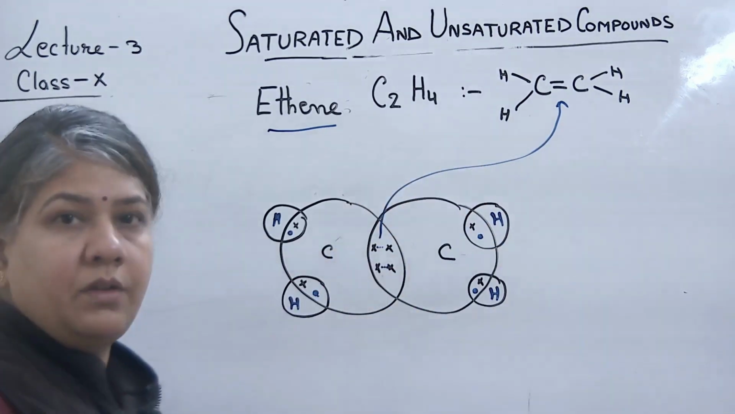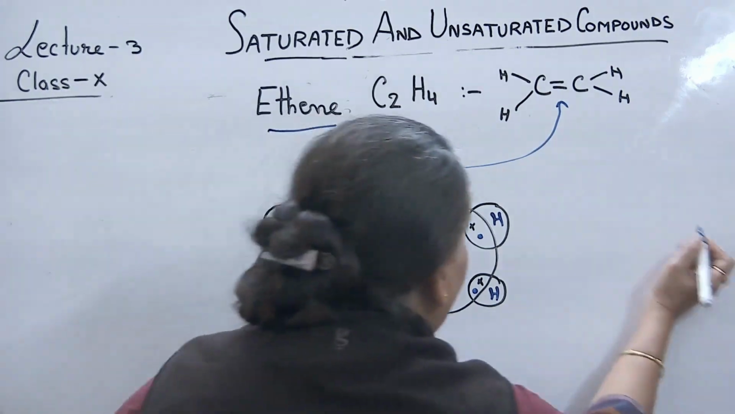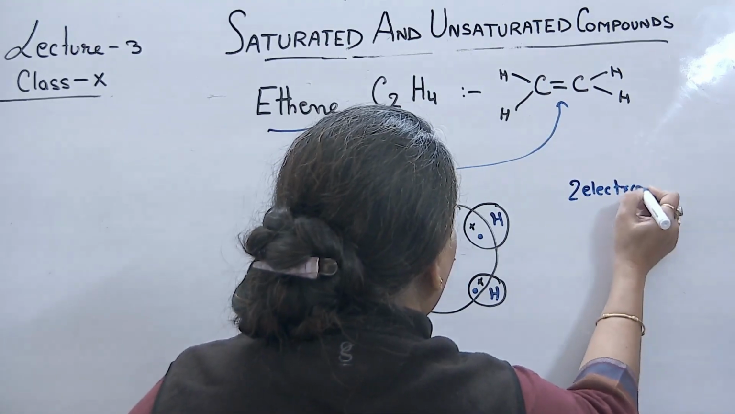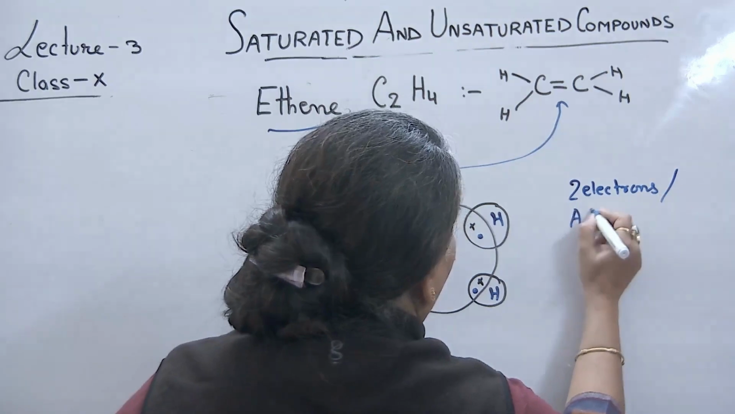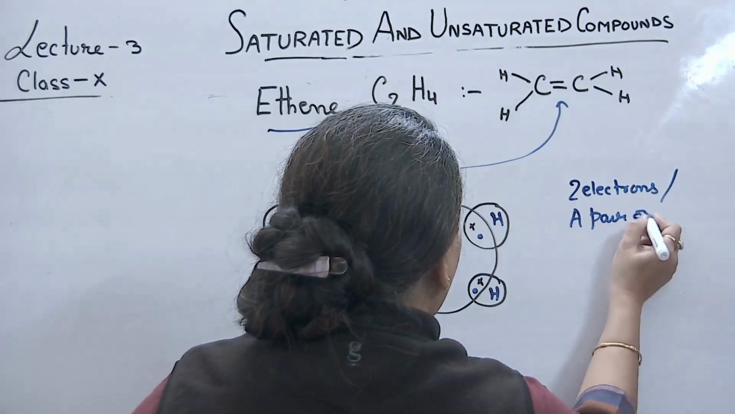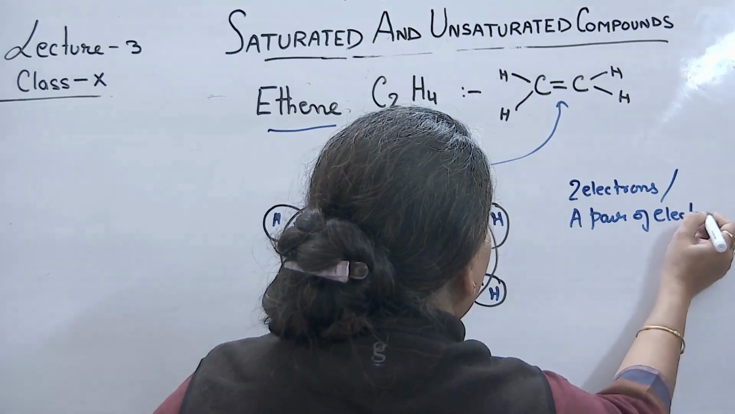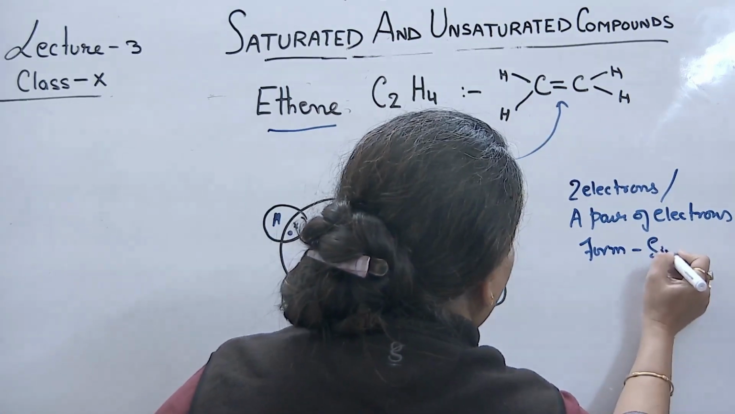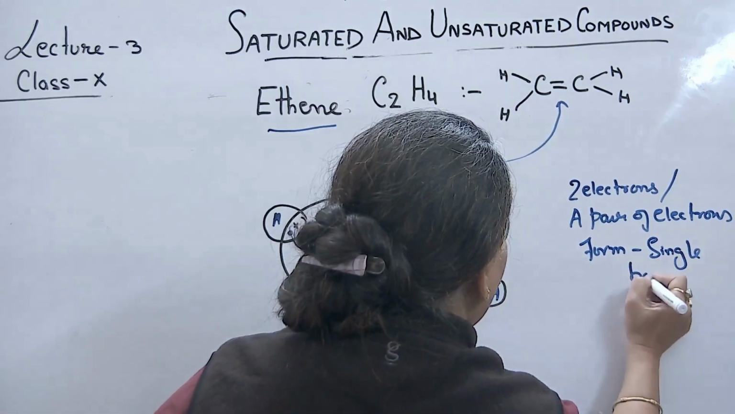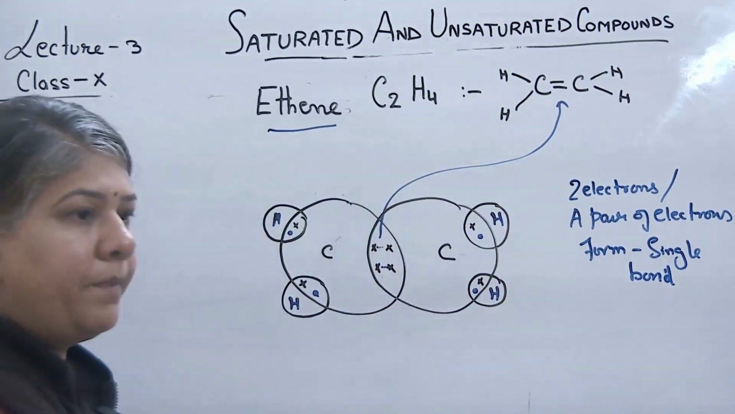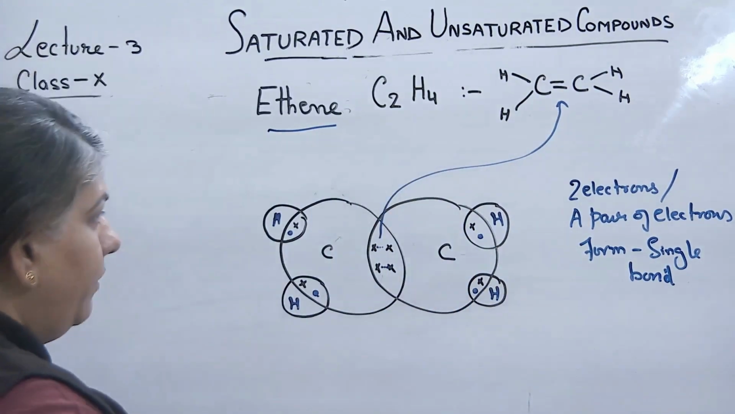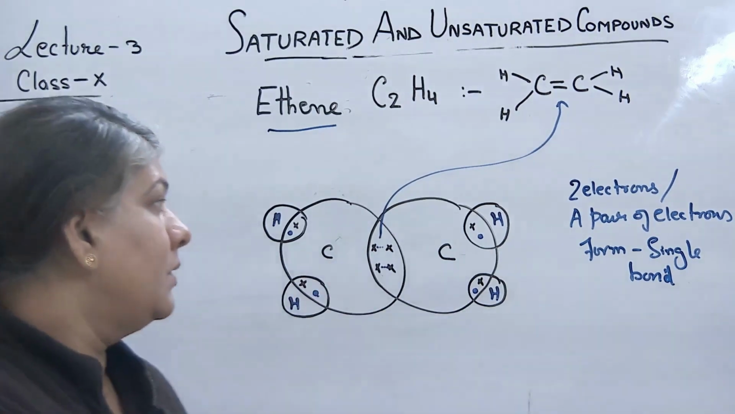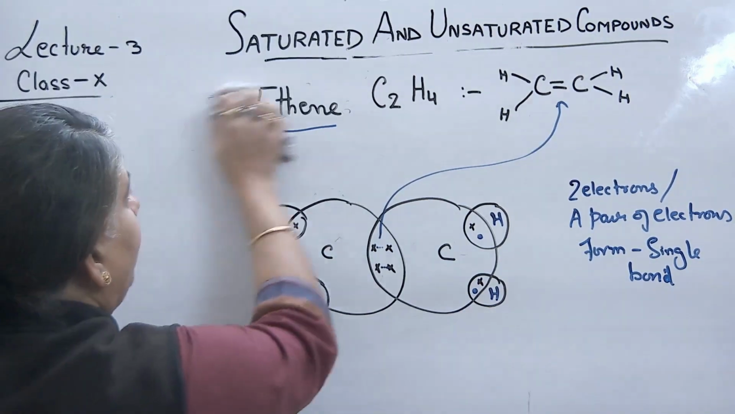See, 2 electrons means one single bond. So you can write it somewhere that 2 electrons, or a pair of electrons, form a single bond. So here we have two pairs, so two bonds are formed between carbon and carbon. Let's see how ethyne is formed.